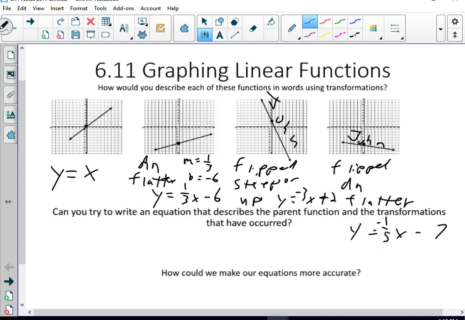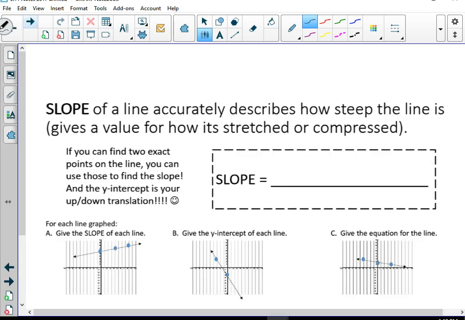Okay, so for each one of these you're looking for differences compared to the original parent function. This parent function, y equals x, is a 45-degree line cutting corner to corner. Is it steeper or flatter? Does the whole thing move down? Does it move up? It could even move left. All right.